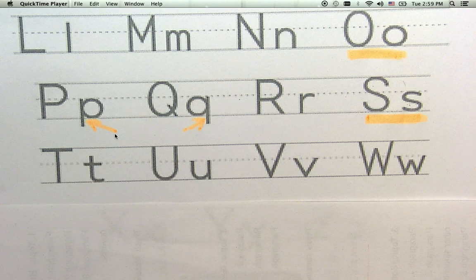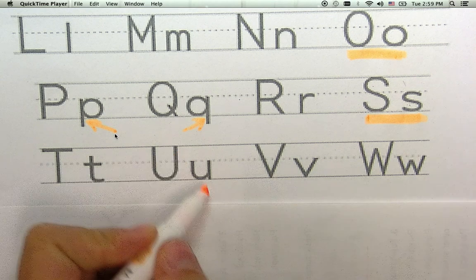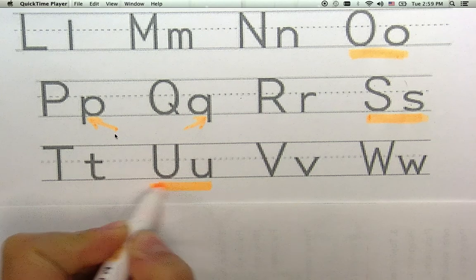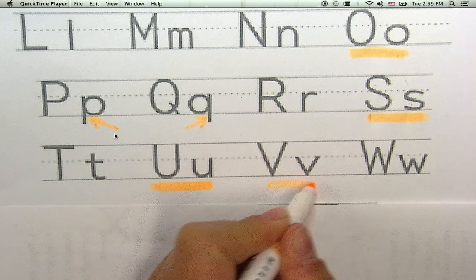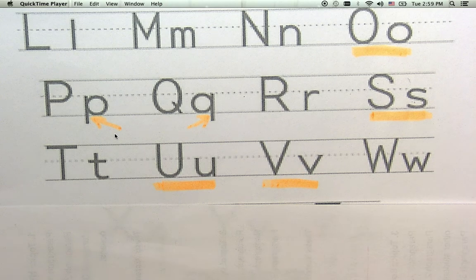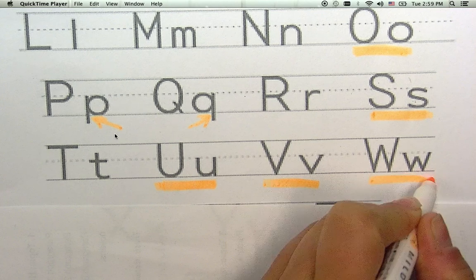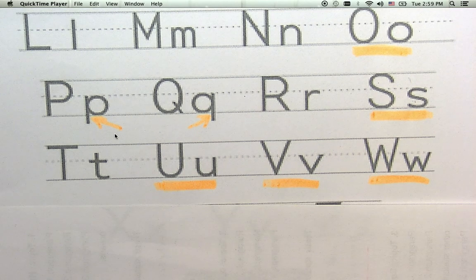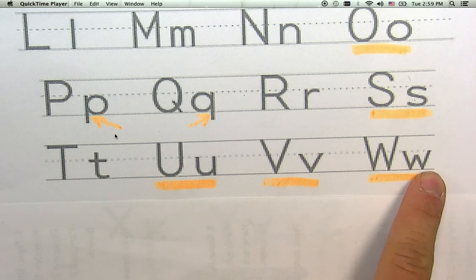U does not really change shape. This one has a small tail and the other doesn't, but the size is the important thing that changes. V is the same way. The V, the size is the important change. And W as well, it is important to remember the size changes for the capital W versus the small w.